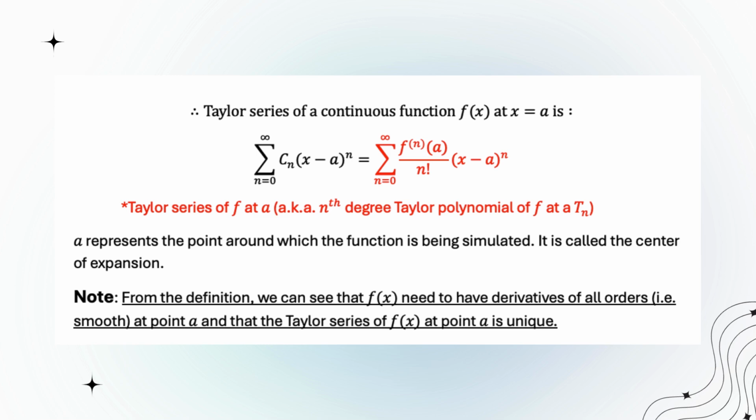Now here's an important note. From the definition, we can see that f of x needs to have derivatives of all orders. In other words, it must be smooth at the point a. And the Taylor series of f at the point a is unique. That means there's only one correct Taylor series expansion around that point.